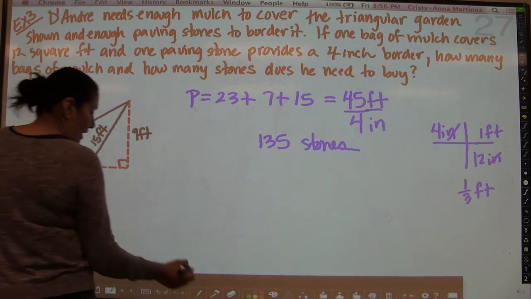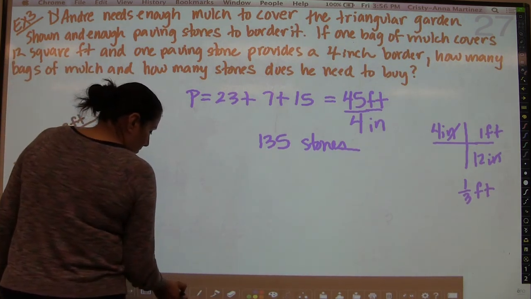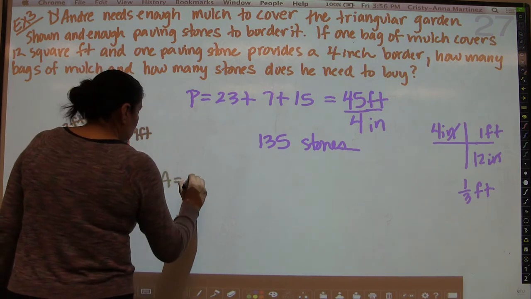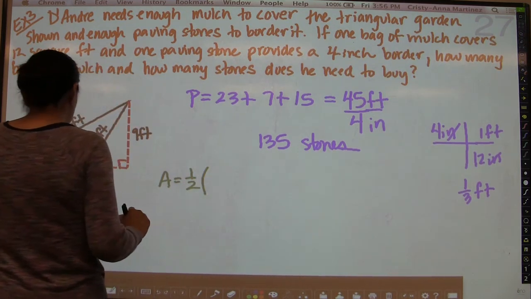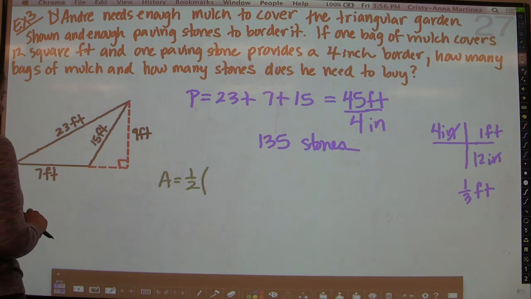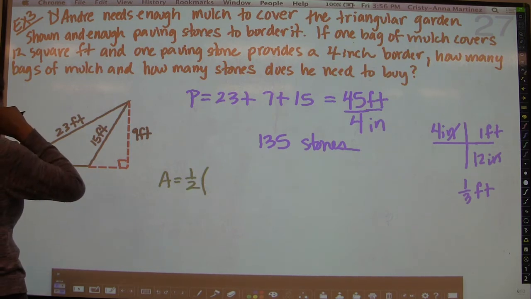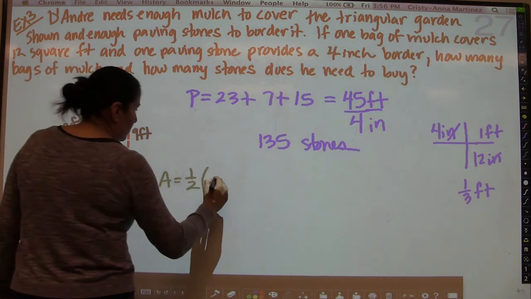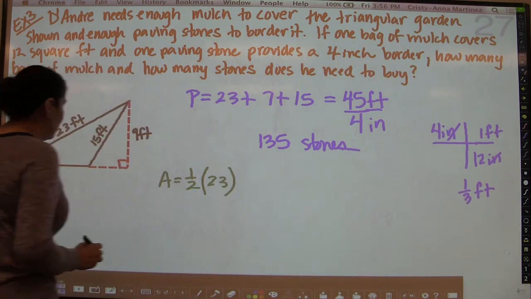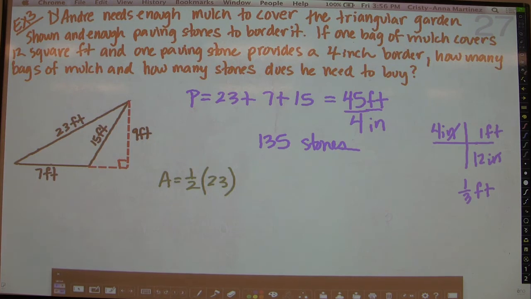So we're going to say that the area is equal to 1/2 the base, and so the base of the triangle is going to be the 23. So basically what I want to figure out right now is kind of how to explain this to you, if you will.